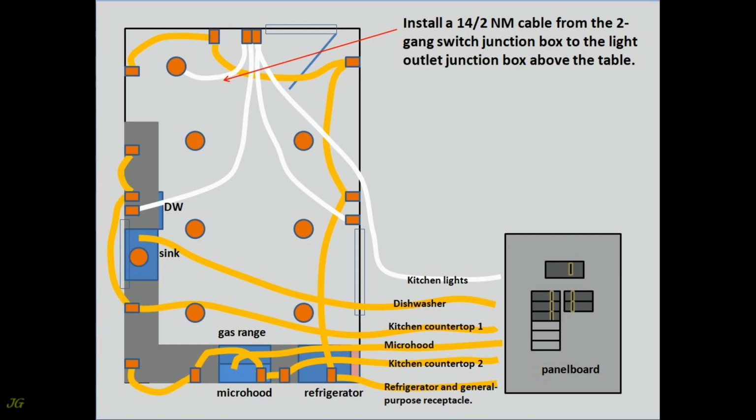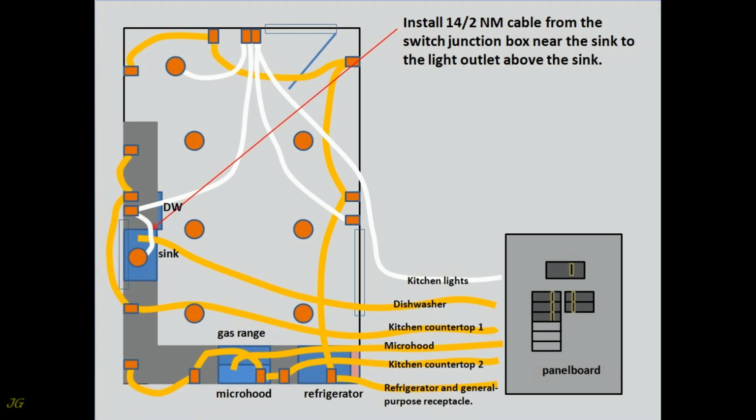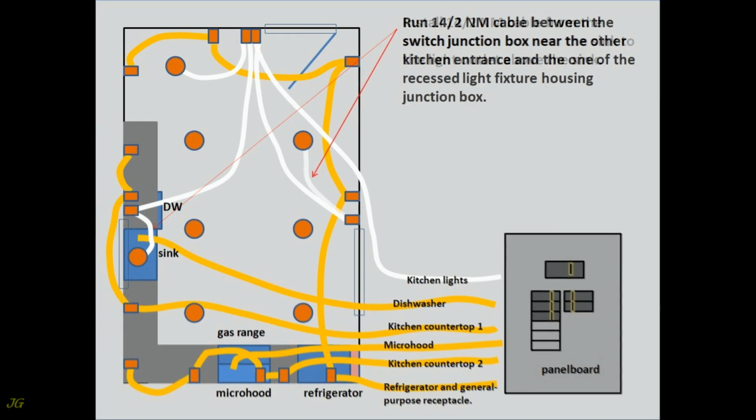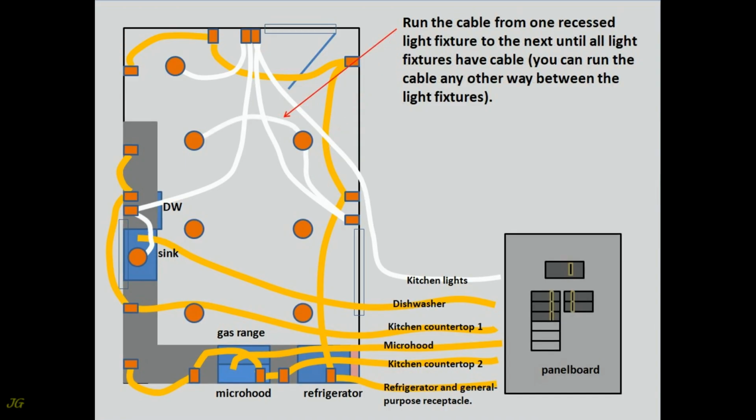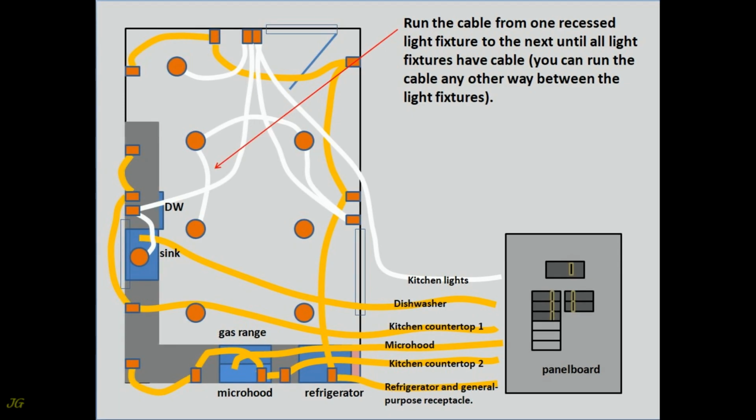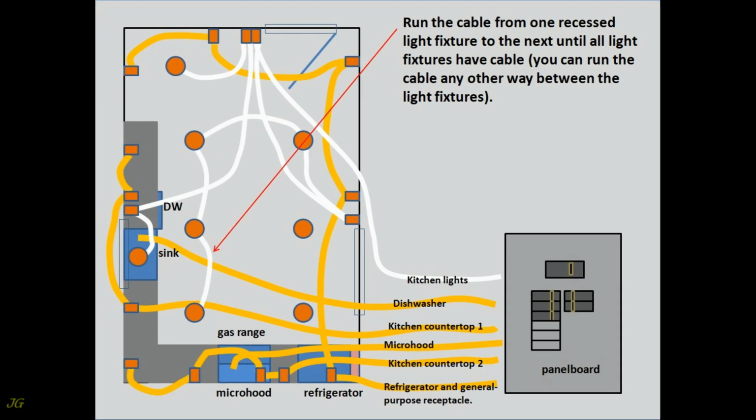Install a 14-2 NM cable from the 2-gang switch junction box to the light outlet junction box above the table. Install 14-2 NM cable from the switch junction box near the sink to the light outlet above the sink. Run 14-2 NM cable between the switch junction box near the other kitchen entrance and one of the recessed light fixture housing junction boxes. Run the cable from one recessed light fixture to the next until all light fixtures have cable. You can run the cable any other way between the light fixtures.